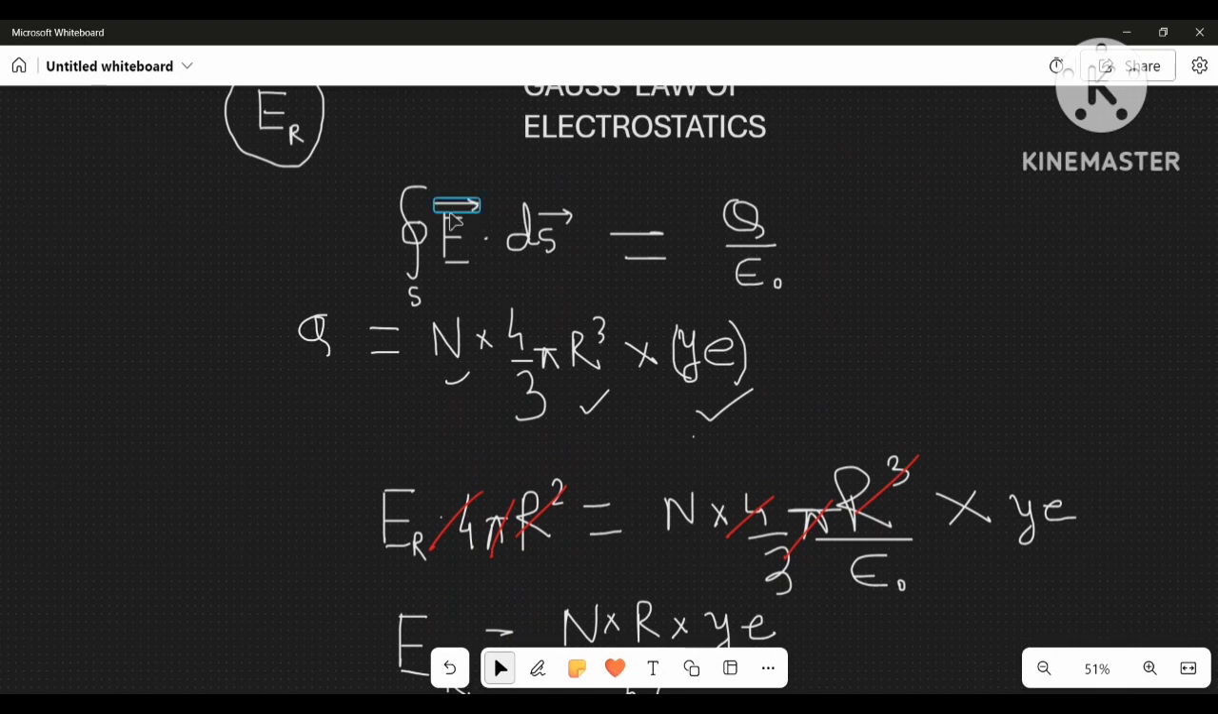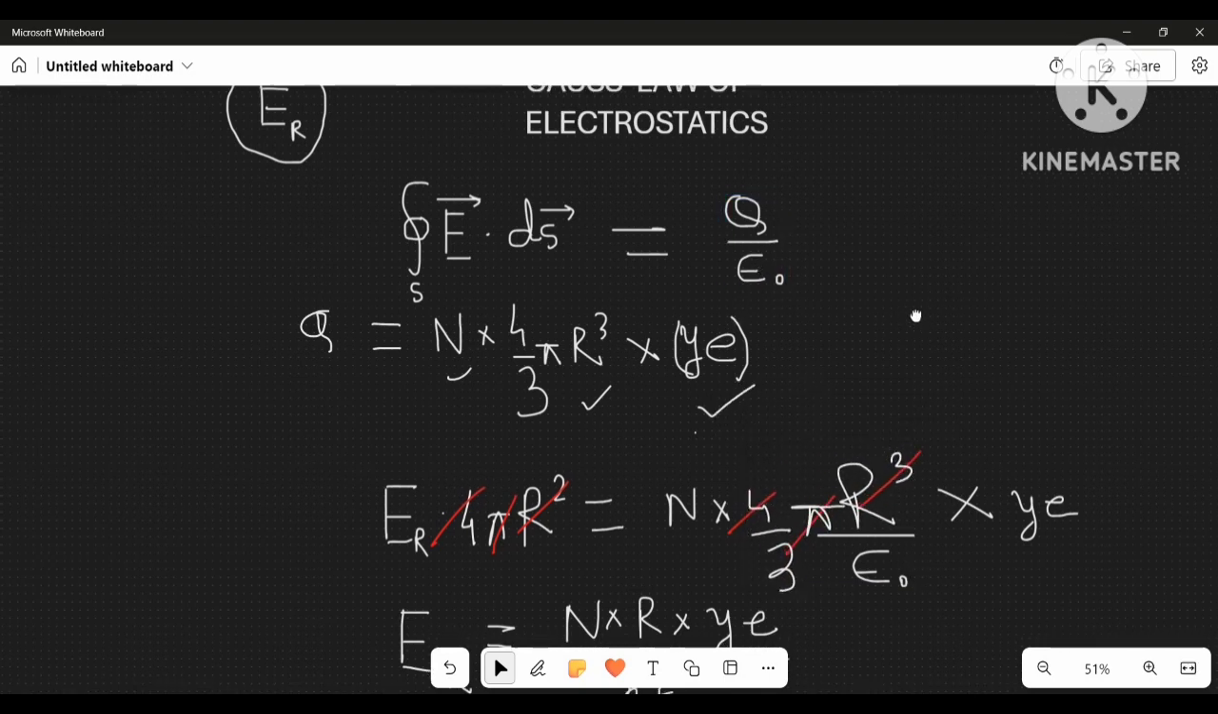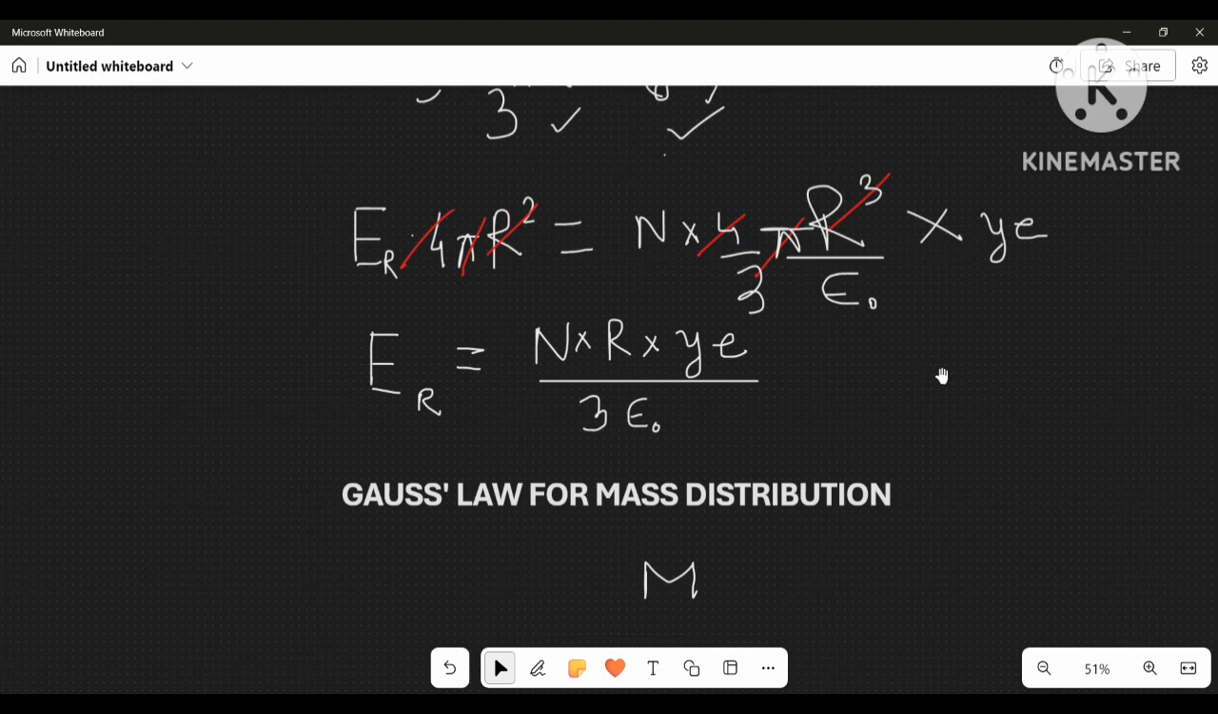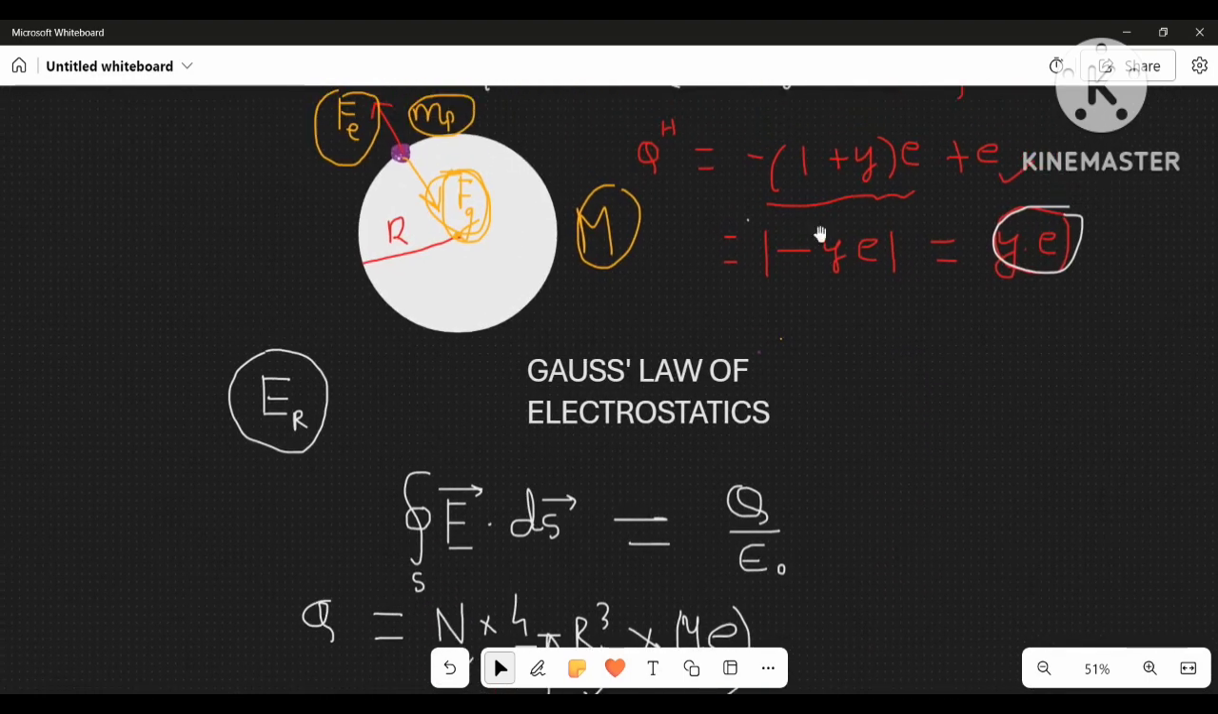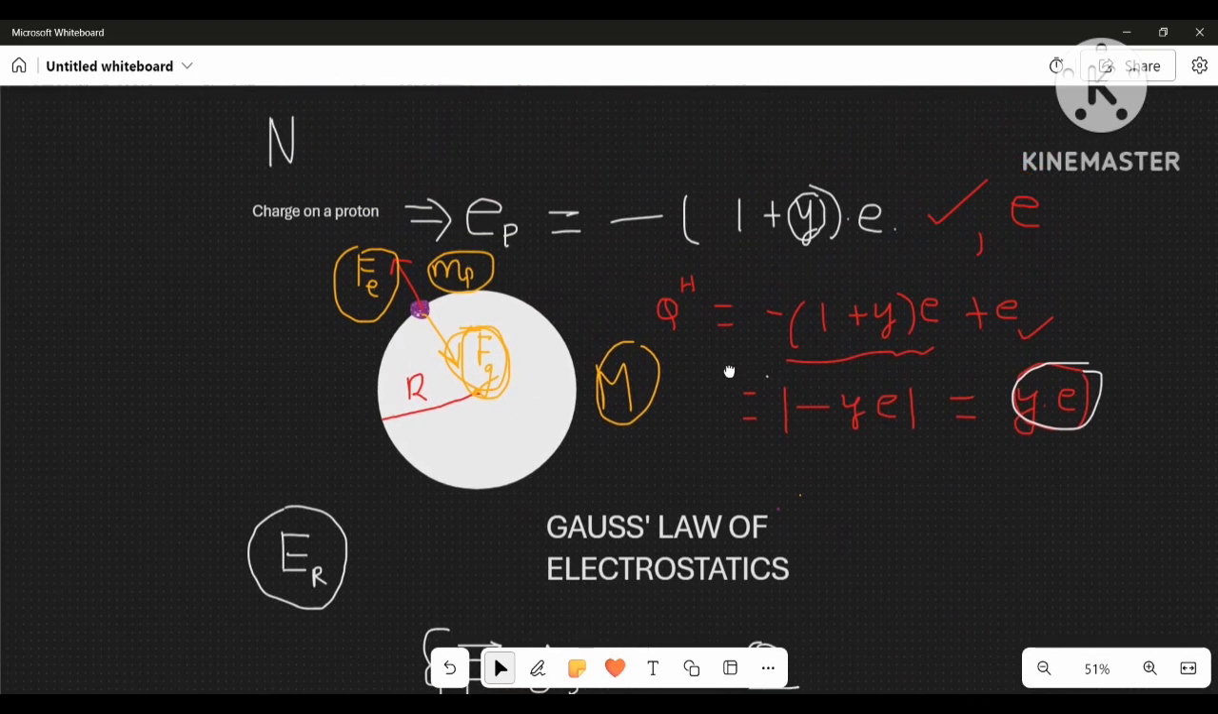Now, what is this Gauss's law for mass distribution? Right? Gauss's law for mass distribution. Basically, you see the M I wrote here. So basically, we have a law which is very similar to Gauss's law of electrostatics.